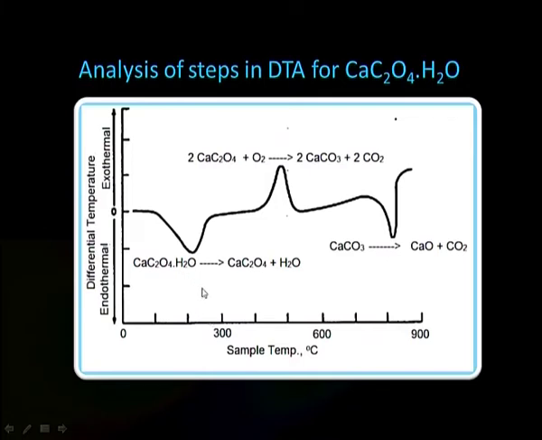220 degree Celsius. The second peak, which is exothermic in nature, shows the reaction: calcium oxalate reacts with oxygen to give calcium carbonate, and 2 molecules of carbon dioxide are eliminated. Whereas, in the third step we can see, which is again endothermic process, calcium carbonate gives calcium oxide and carbon dioxide is eliminated. DTA is a dynamic temperature technique, hence 2 types of factors can affect DTA curves.